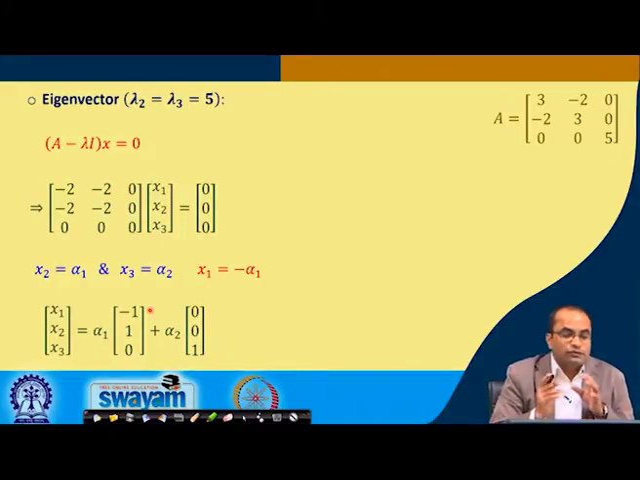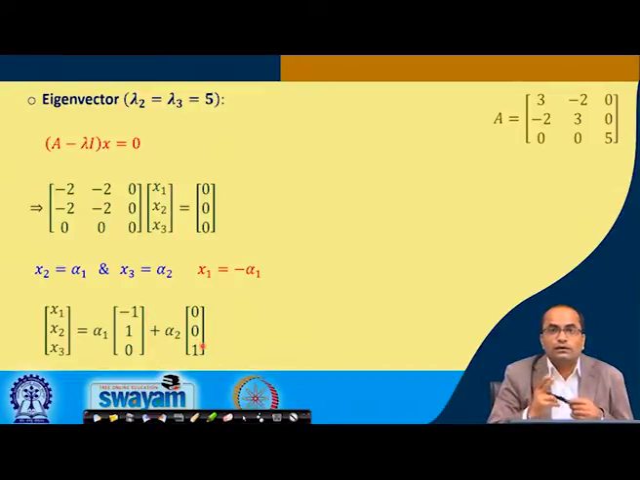So, corresponding to lambda is equal to 5, which was the repeated eigenvalue, we are also getting two linearly independent vectors which satisfy A minus lambda I x is equal to 0. So, basically, corresponding to lambda is equal to 5, we are getting two eigenvectors, or rather to say two linearly independent eigenvectors in this case.